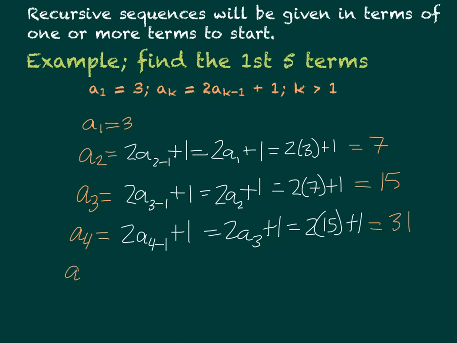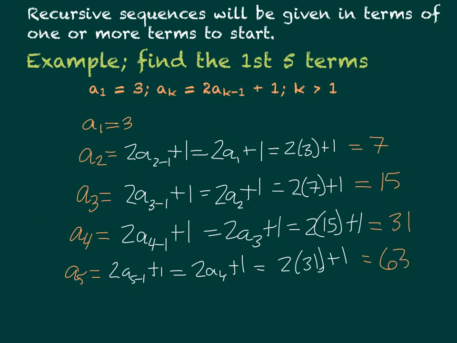And finally, a sub 5, the last one that we need to find: 2 times a sub 5 minus 1, plus 1, equals 2 times a sub 4 plus 1, which equals 2 times 31 plus 1. 2 times 31 is 62. 62 plus 1 is 63. So the first 5 terms of my sequence are 3, 7, 15, 31, and 63.